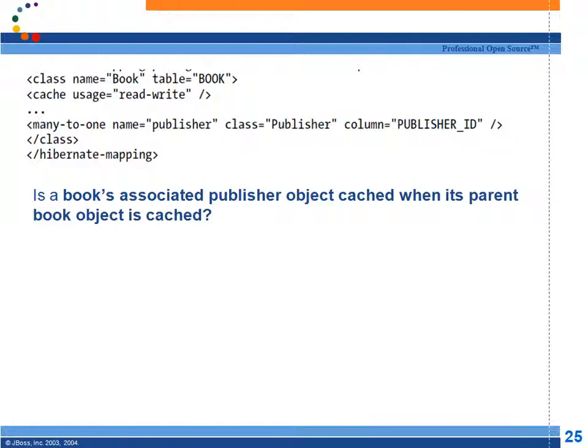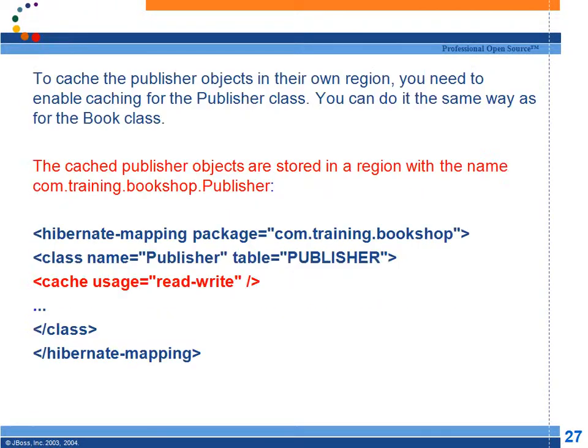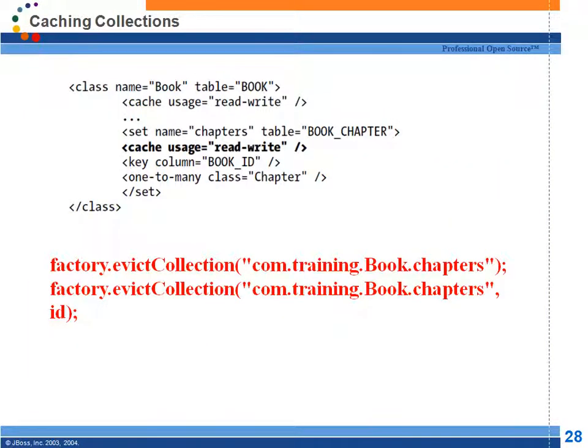Okay? Similarly, see, one book is having a set of chapters. Chapter is a separate table, right? Then you have to enable caching of this collection also to go into the second level cache by writing the cache tag here. By default, all collections will not go inside the cache. You have to enable the second level cache. Then this set of chapters will go into the collection cache region of the second level cache, right?